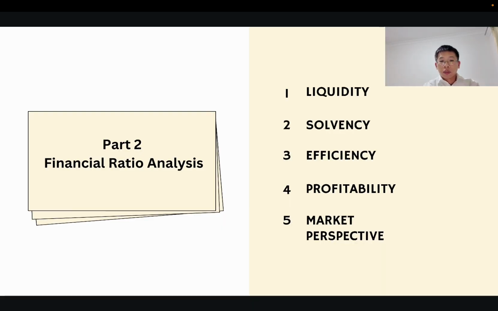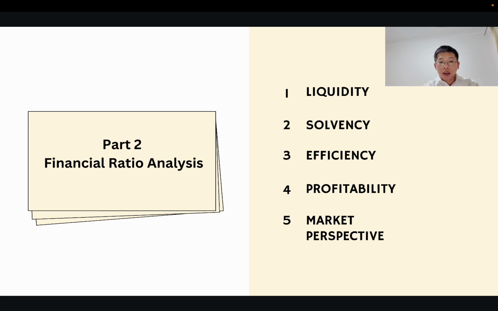Now let's move on to part 2 of the presentation, which is focused on financial ratio analysis. In this section, we will evaluate Alpha and Beta from 5 key perspectives: liquidity, solvency, efficiency, profitability, and finally, the market viewpoint. By looking at these ratios, we can better understand not just how the companies are performing today, but also how well positioned they are for the future.